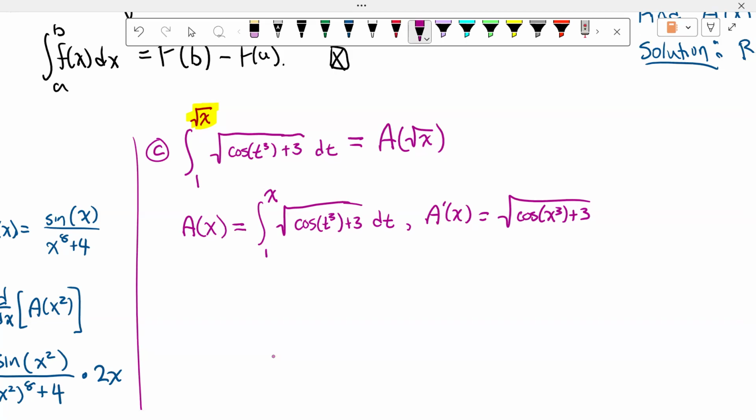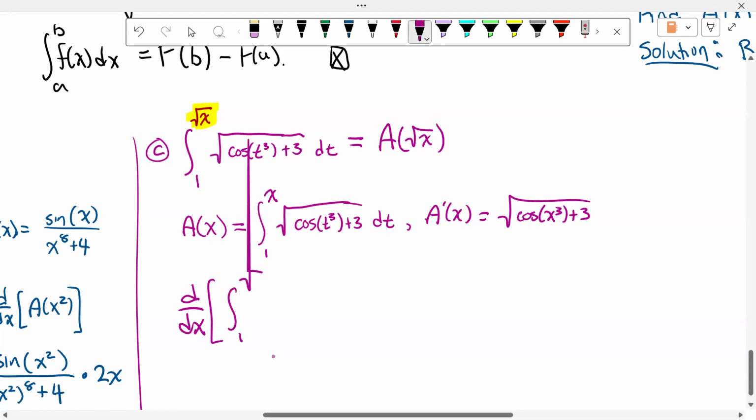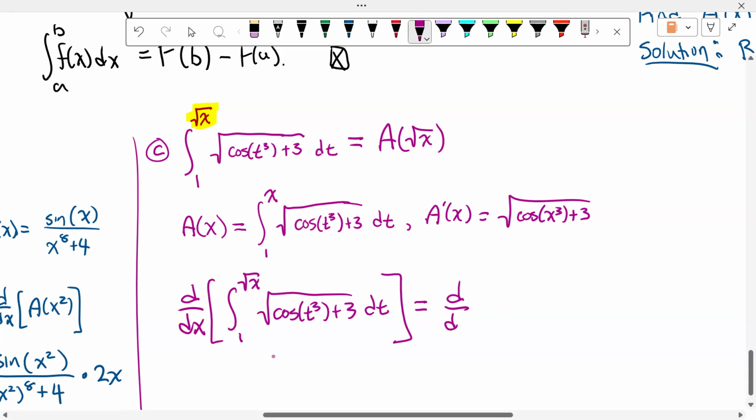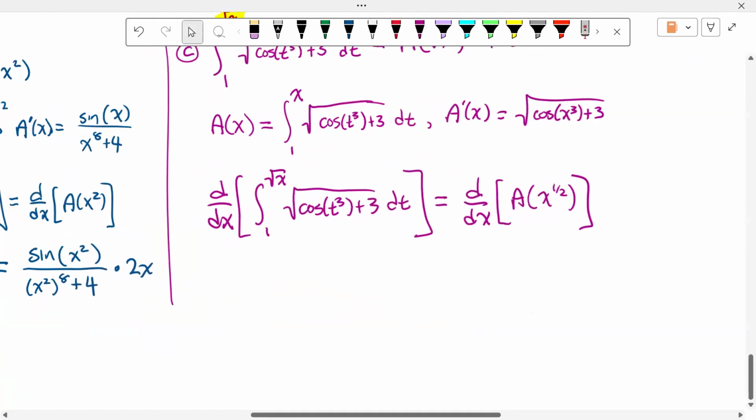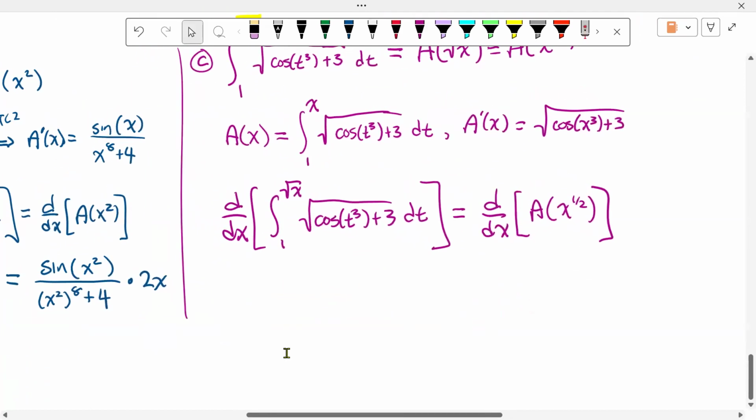And so if I'm asked to take the derivative, as I am in this problem, of the integral from 0 to square root of X of cosine t cubed plus 3 dt, I'm really being asked to take the derivative of A with square root of X plugged in, or as Keaton said, A with X to the 1/2. And I'm going to do A of X to the 1/2. All right, what's the derivative of this? Or what rule should I use?